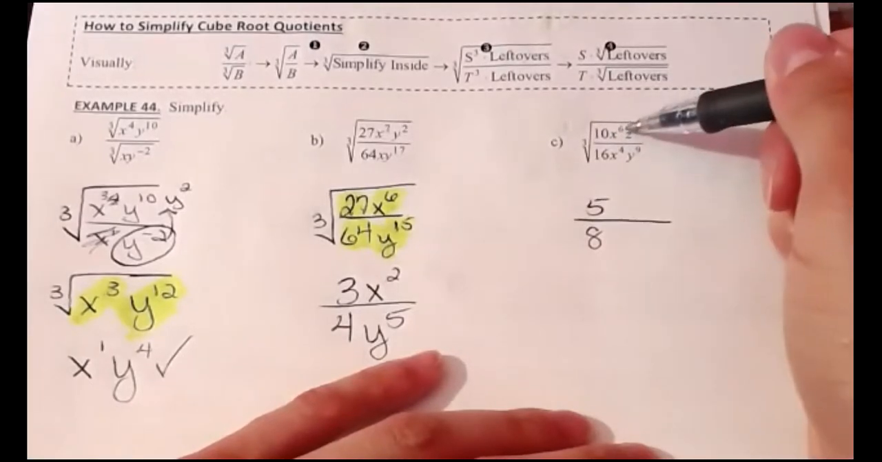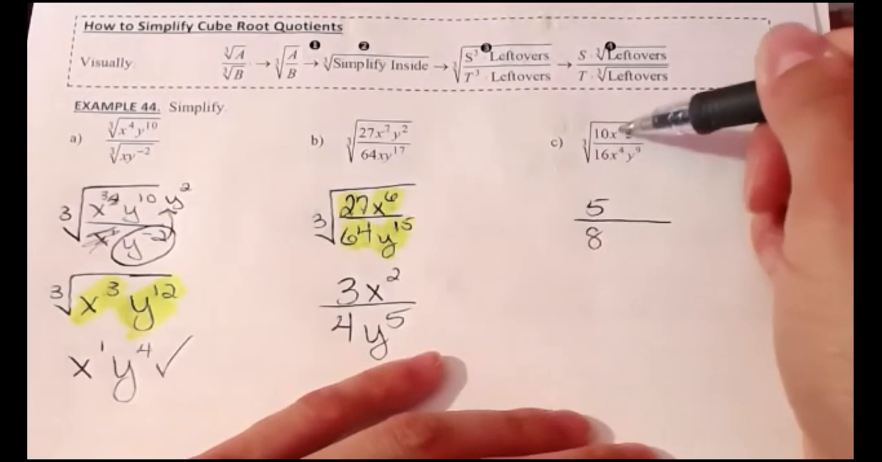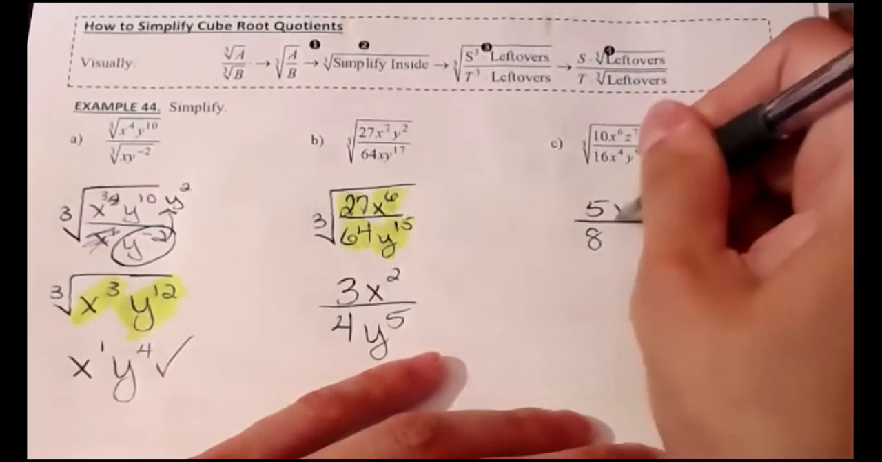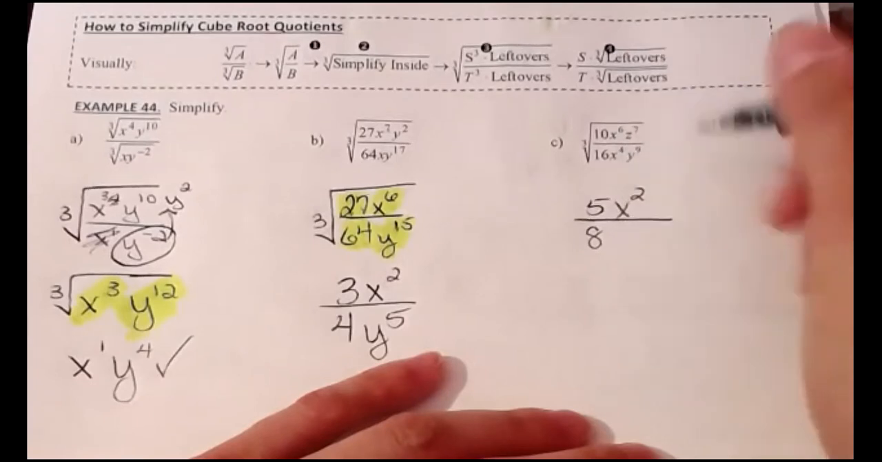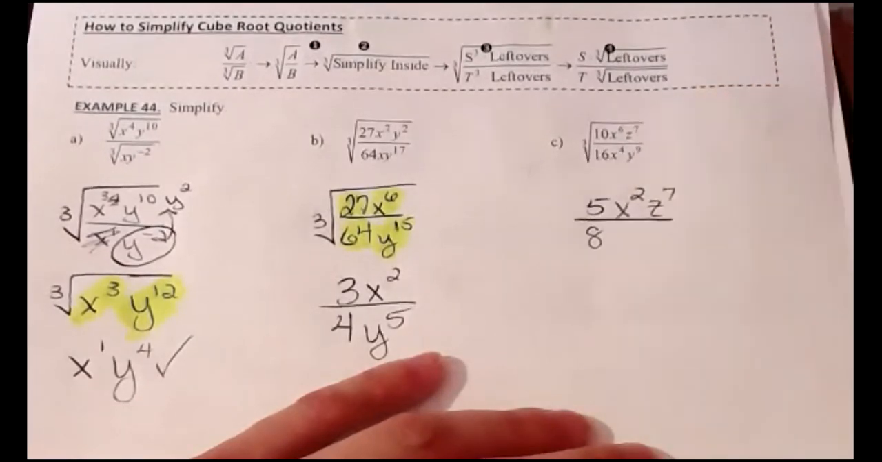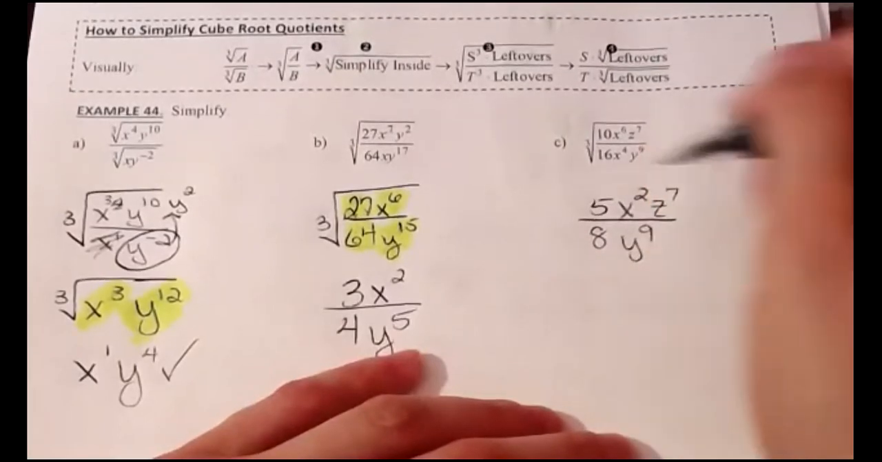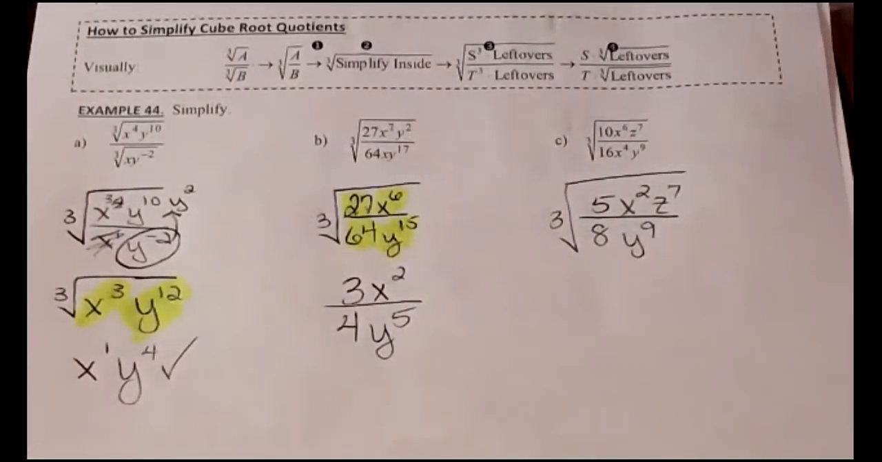Now I have x to the 6th and I have x to the 4th. Well, if I use the quotient rule, I subtract the powers, leave it where it's heaviest. So I'm going to have x to the 2nd in my numerator. Notice I still have a z to the 7th. That's not going to go away because I don't have any other z's. And then I have a y to the 9th, and that's in the denominator. So now I want to take the cube root of all of this.